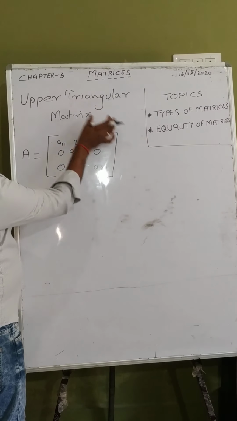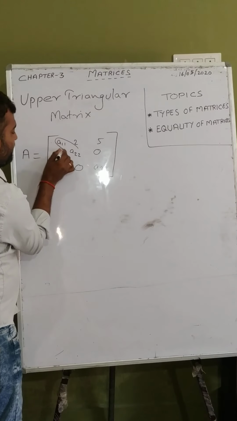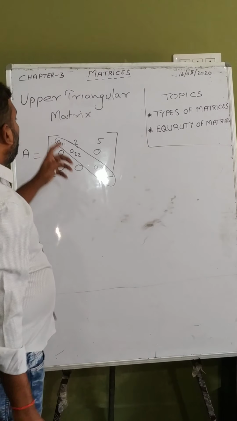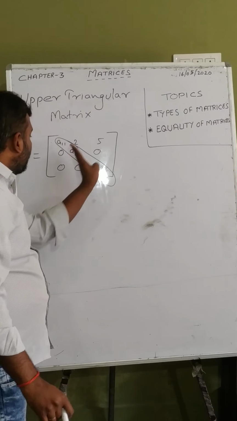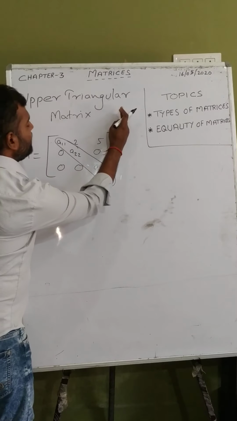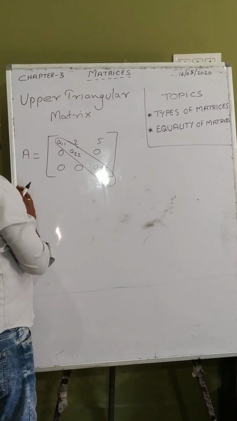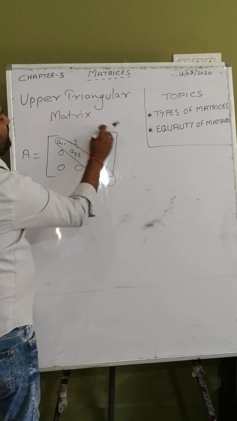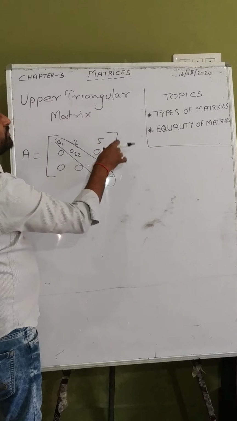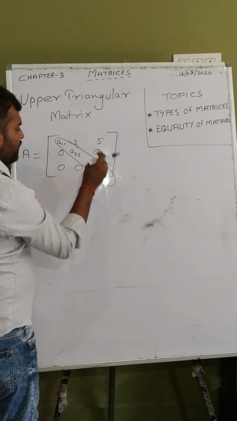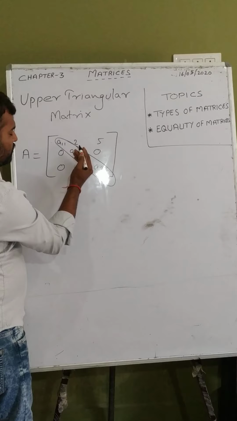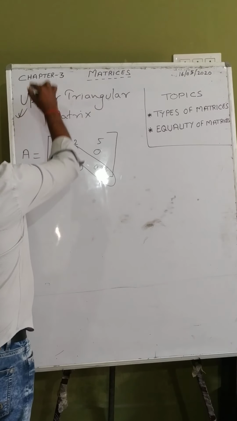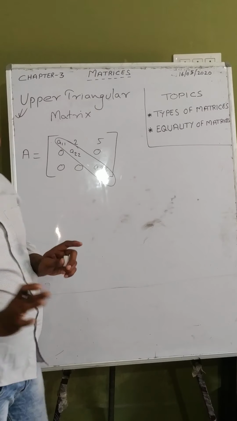Can we say in this given matrix these elements are the diagonal elements? And what is the definition? All the elements below the diagonal elements. This is above the diagonal, this is below the diagonal. We are not concerned about what elements are above the diagonal elements. It is zero or non-zero, doesn't matter. The only point that matters is that if all the elements below the diagonal are zero, it is said to be the upper triangular matrix. Clear?